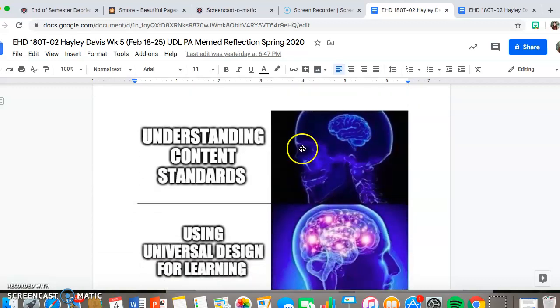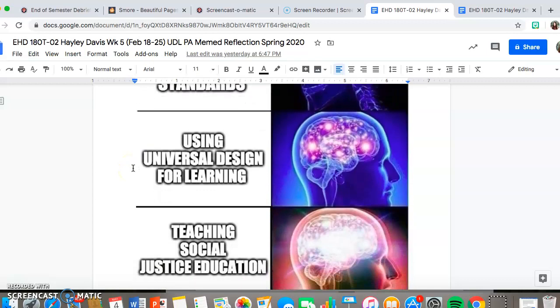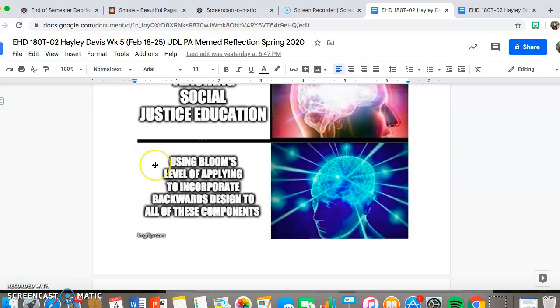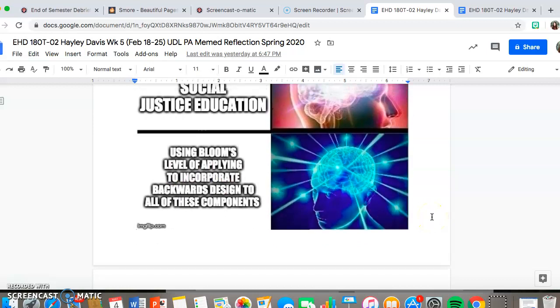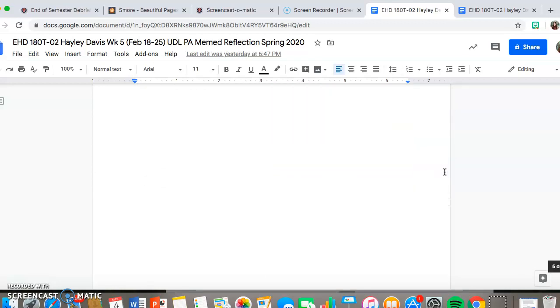And then we have here understanding content standards, and then moving up to using universal design for learning, and then teaching social justice education, and then altogether using Bloom's level of applying to incorporate backwards design into all of these components, basically showing how to be a really successful and engaging teacher, you need to be using all of these different components to be the best you can be.